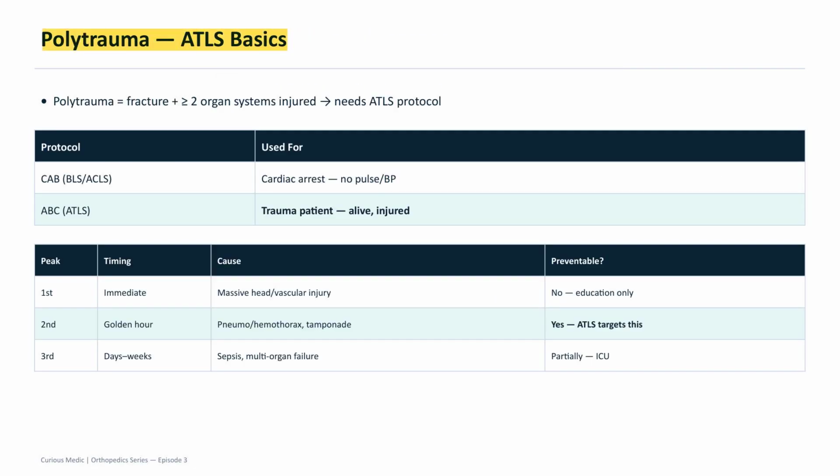Now we move to polytrauma, the scenario where a patient has multiple injuries at once. A polytrauma patient is defined as someone who has fractures plus injuries to two or more organ systems. For example, a fracture combined with a head injury, a chest injury, or an abdominal injury. Managing this patient requires a structured, prioritized protocol, and that protocol is ATLS, Advanced Trauma Life Support.